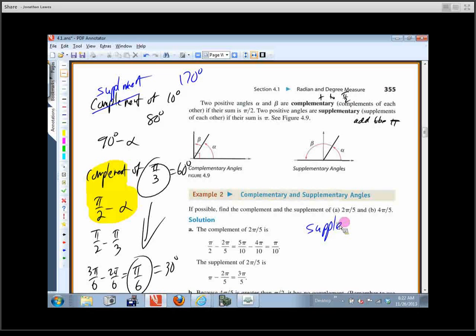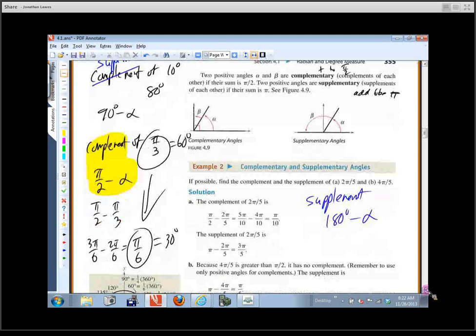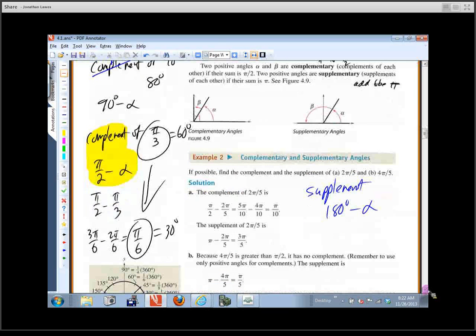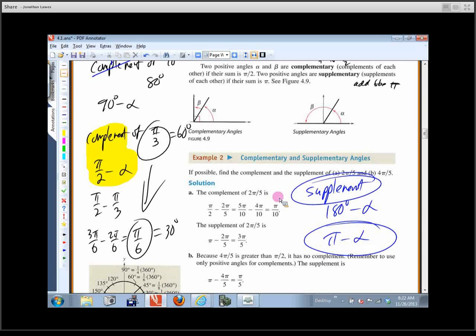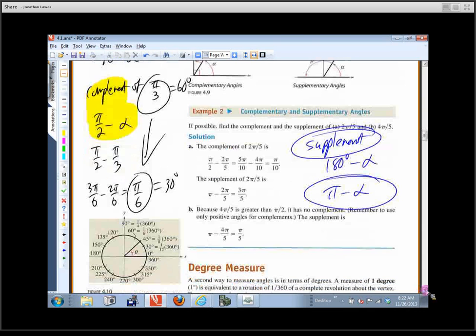Okay. So if you want to find the supplement, it would be 180 degrees minus whatever the angle is. Or because they want us to work in radians and we've got to get familiar with that, what's the radian equivalent for 180 degrees? Pi. So we're going to do pi minus alpha. Okay? So that's how you find the supplement. So in this problem right here, it says find the complement and the supplement of each one of these angles.